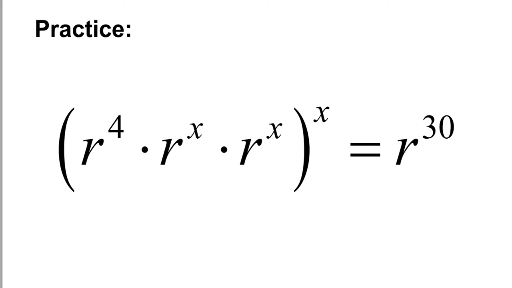Ooh, now it's getting crazy. Some number. I've got to put the same number in for all of those x's and get a 30. Well, I'm going to guess and check, although I'm going to get it right the first time. 4 plus 3 plus 3 is 10. So all of this in here is an r to the 10th. R to the 10th to the 3rd is r to the 30th. That worked.